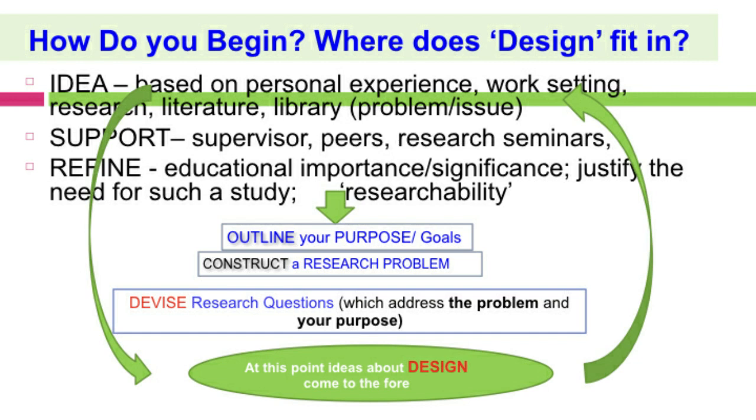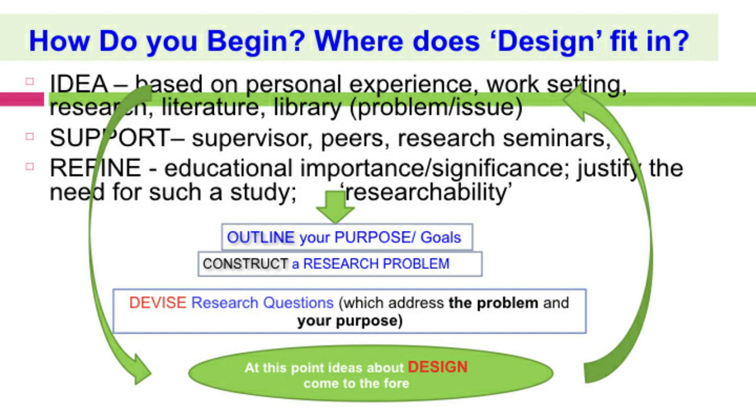You discuss it with your supervisor, your peers, you present in research seminars and you get feedback. So you refine the problem a bit. So what is the educational importance of it? What is the significance of it? You justify the need for such a study. You study whether it is researchable. Can I really get this information? So you are in the initial stages of designing a study that is important to you.